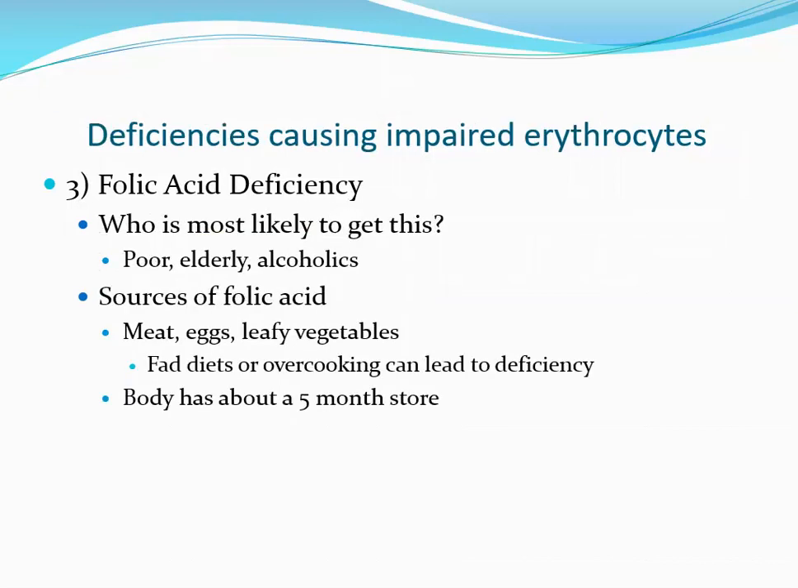Who is most likely to develop a folic acid deficiency? Basically, people with poor diets. The poor, elderly, alcoholics. Where do we get folic acid? Meat, eggs, and leafy vegetables. Another common cause of a folic acid deficiency are fad diets that eliminate major groups of food and overcooking of our vegetables, because this often destroys the folic acid. Again, the good thing is our body usually has roughly a 5-month store.